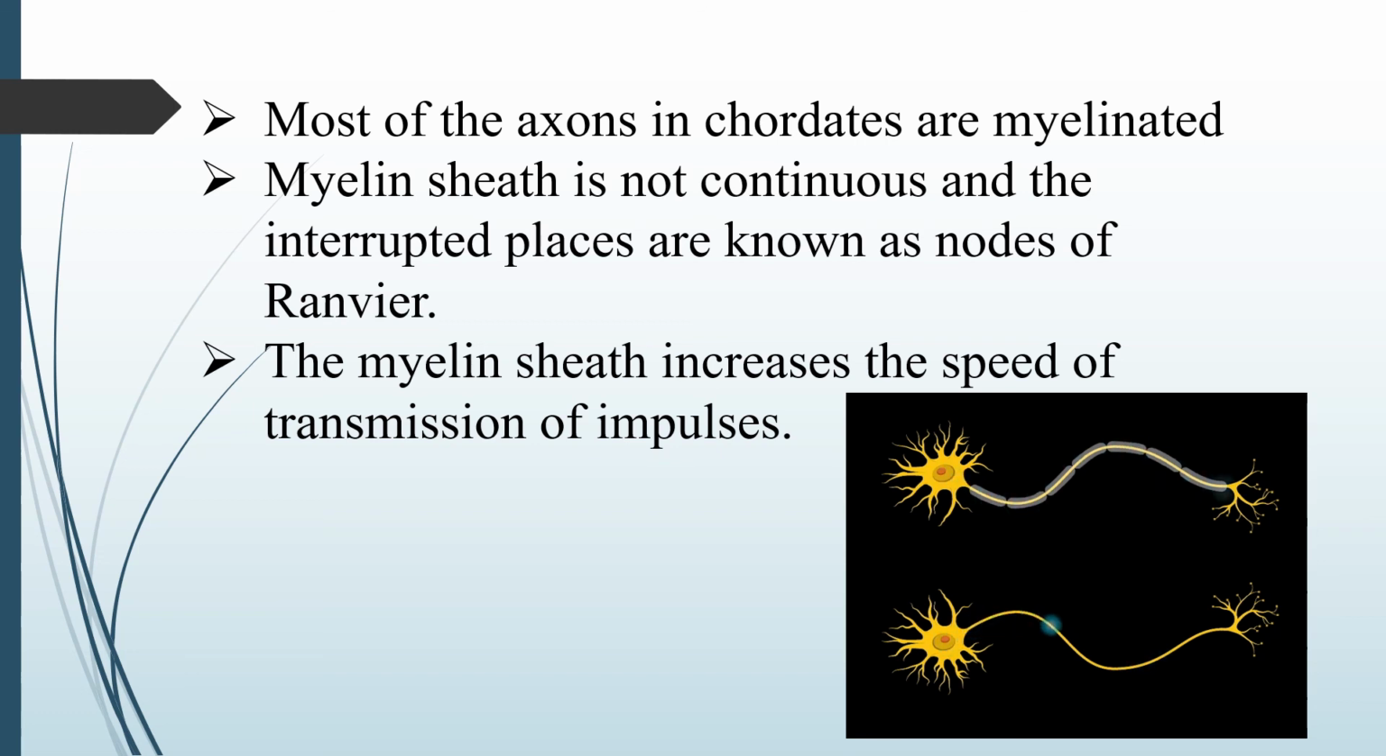The myelin sheath increases the speed of transmission of impulses. That is the function of the myelin sheath. In this picture you can observe the myelinated axons transmitting impulses more rapidly than the other nerves.